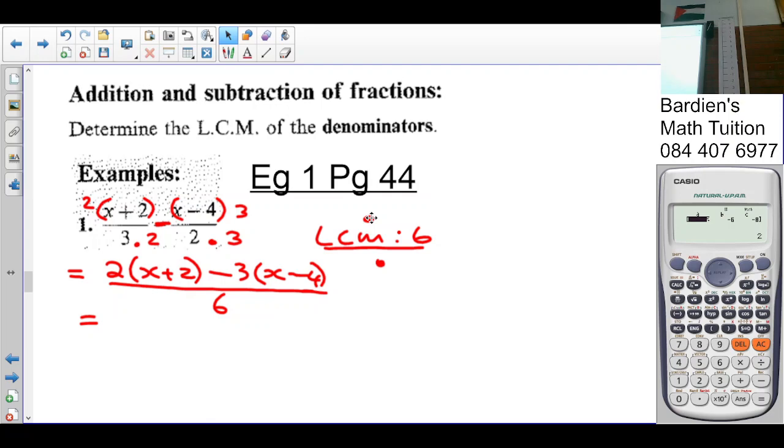What's the next thing you're going to do? The next step? Get rid of the brackets, multiply the brackets out and add like terms. Or simplify. Now simplify the numerator. Go for it.